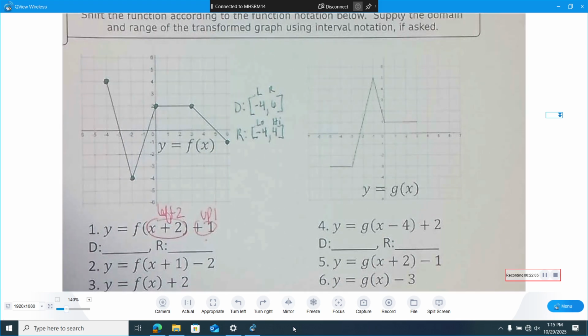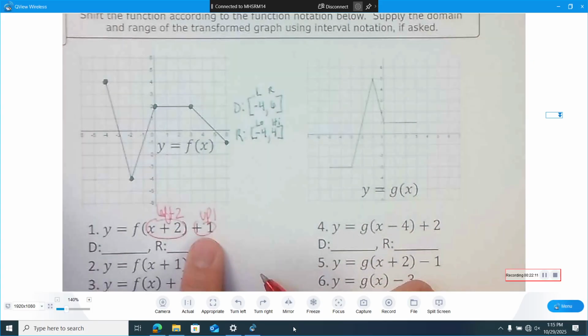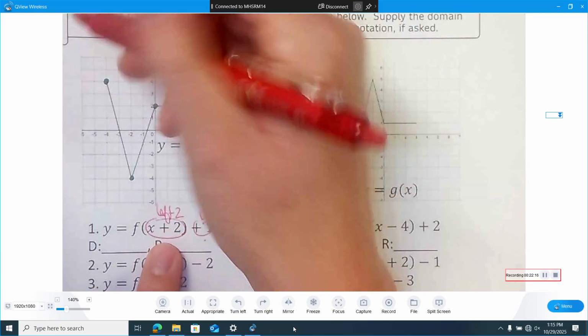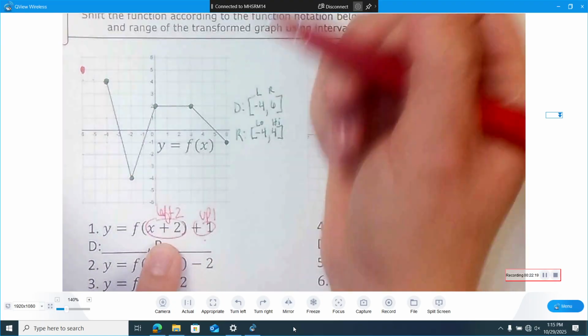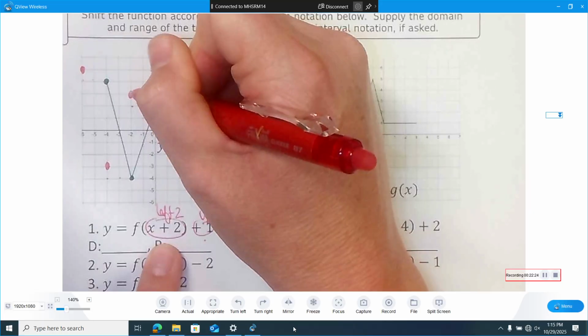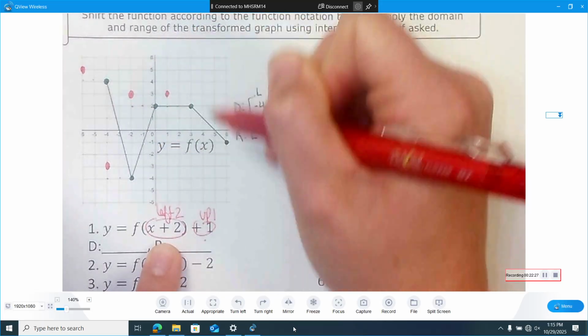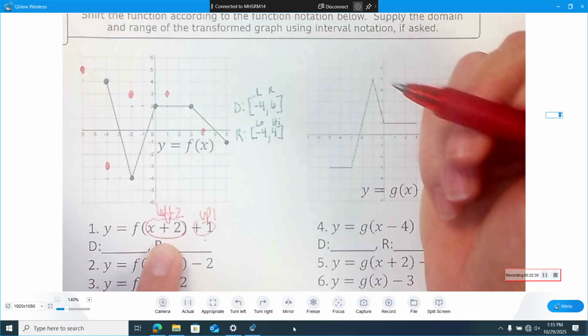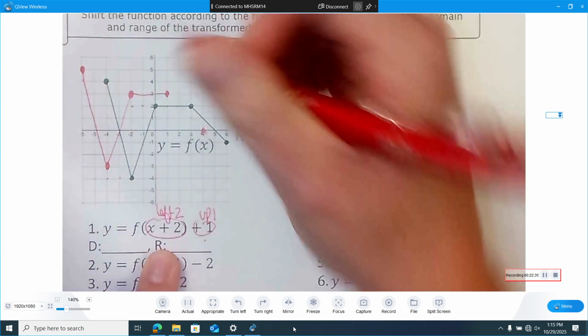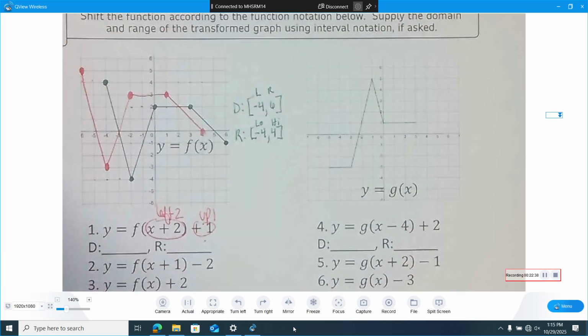All right, so there's still transformations. If it's on the inside, it moves in the x direction, left and right. If it's on the outside, it's shifting up or down. Okay, so we're going to take each of these points and go left 2 and up 1. Left 2, up 1, for each of the five points. And then connect the dots. And then you find the domain and range. So there's my shifted function, which I think is kind of cool when you're looking at it. You're like, hey, that's pretty good.